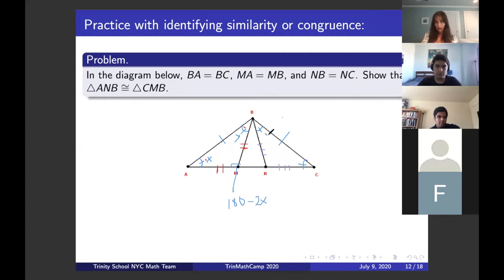Same goes for here. This is x. This is x. This is 180 minus 2x. So these two angles are the same. And maybe think about, okay, we know all this great stuff. How would you go about proving that ANB is the same as CMB?